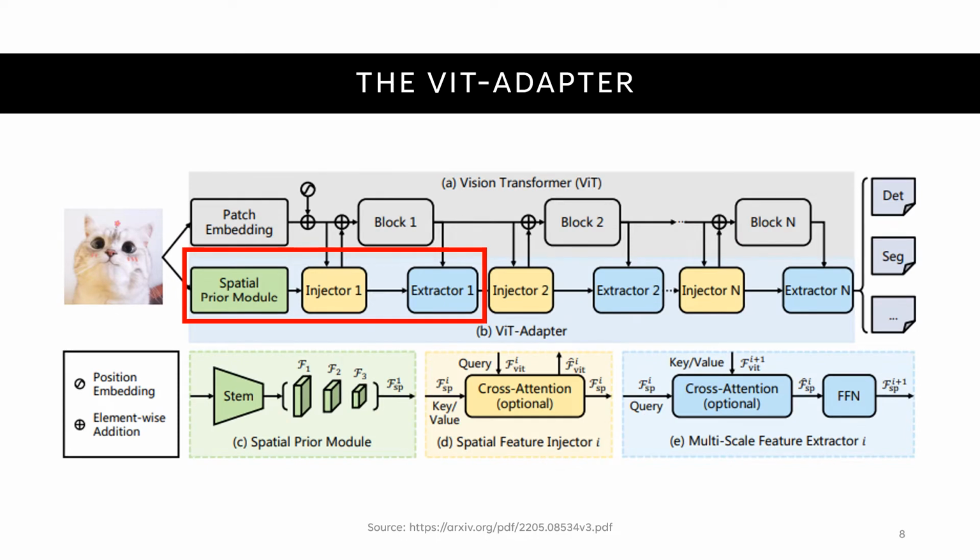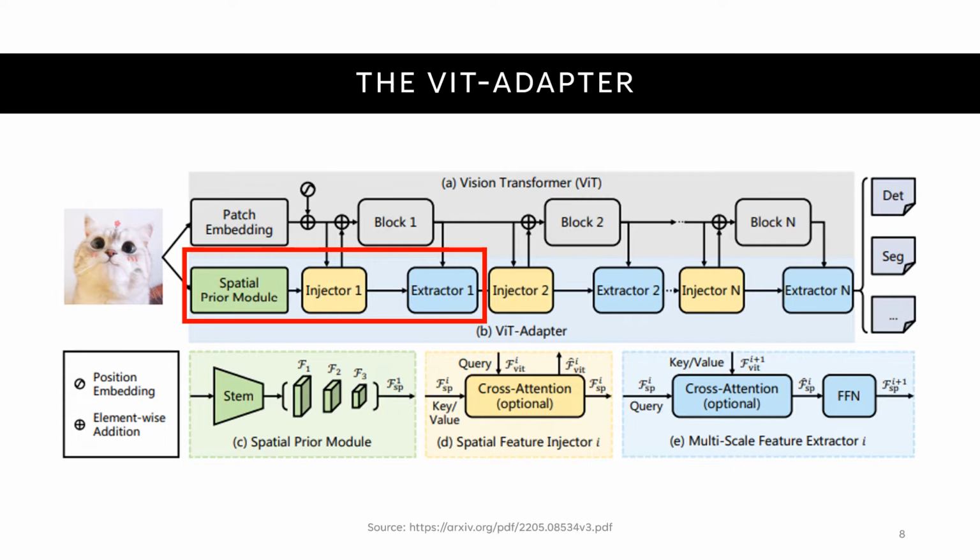Now I will describe the adapter modules and their functions. The highlighted blocks consist of the spatial prior module and the feature interactions, specifically the spatial feature injector and the multi-scale feature extractor. As you can see, there are N blocks of transformer encoder layers. For each block, there's a feature interaction consisting of the spatial feature injector and the multi-scale feature extractor. Each block contains L over N transformer encoder layers, where L is the total number of transformer layers.